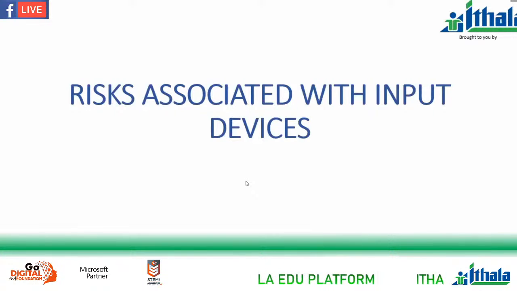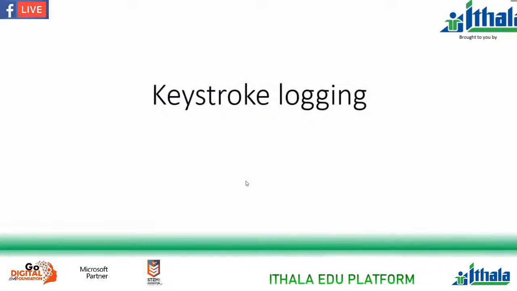The first risk that is associated with an input device is called keystroke logging. When we talk about keystroke logging, it's a method that is used by hackers to record your keystrokes. Whenever you are typing something onto your computer, the keystrokes can be used to identify personal information, such as bank details and passwords. Keystroke logging is normally done with malicious software, or malware, installed onto your computer.